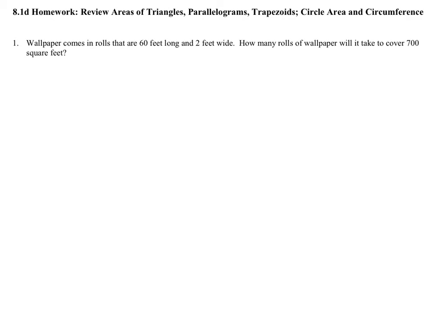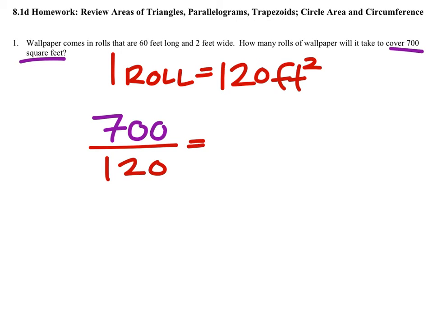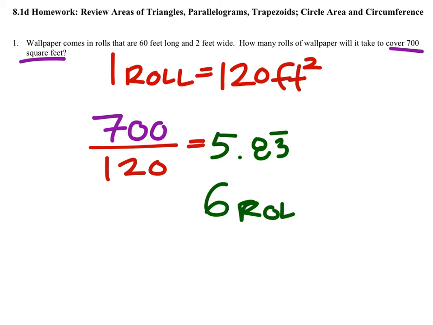Wallpaper comes in rolls that are 60 foot long and 2 foot wide. How many rolls of wallpaper will it take to cover 700 square foot? So one roll is going to cover 120 square foot, and what we want to do is cover 700. So we're going to take 700 square foot and divide it by 120 to see how many rolls we need. So this is 5.83 rolls, but they won't let you purchase 0.83, so we're going to need to round this up to 6 rolls. If I got it right.